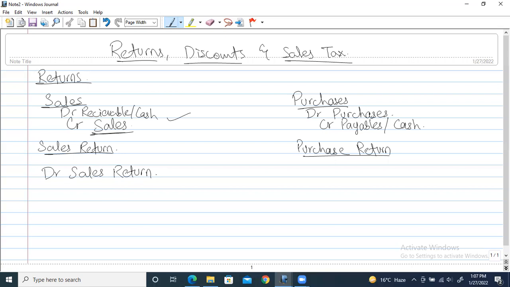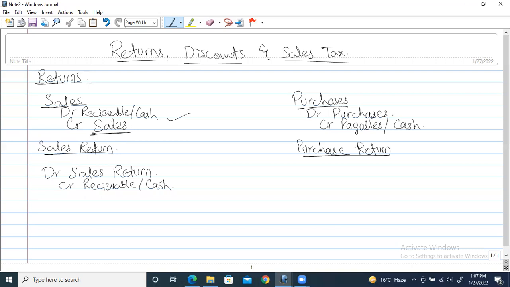Okay, on the credit side, what we'll do is again similarly reduce the receivable or simply refund the cash to the customer. And for refunding, obviously our cash is going out, right? So if an asset is decreasing, cash will be credited. And if we are reducing the receivable, obviously the asset is also going down, so it's credit on this side. Okay, so this is the entry for the sales return.